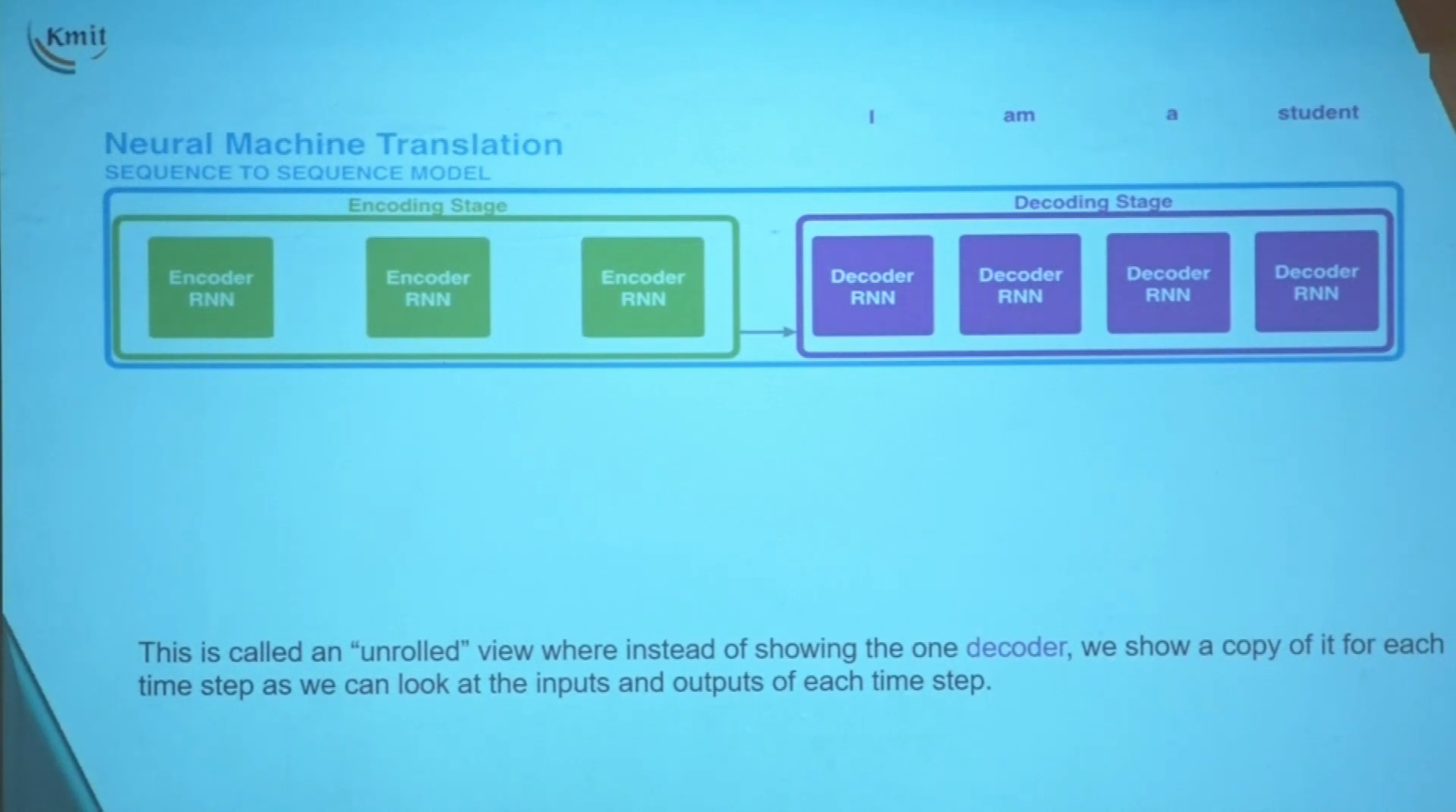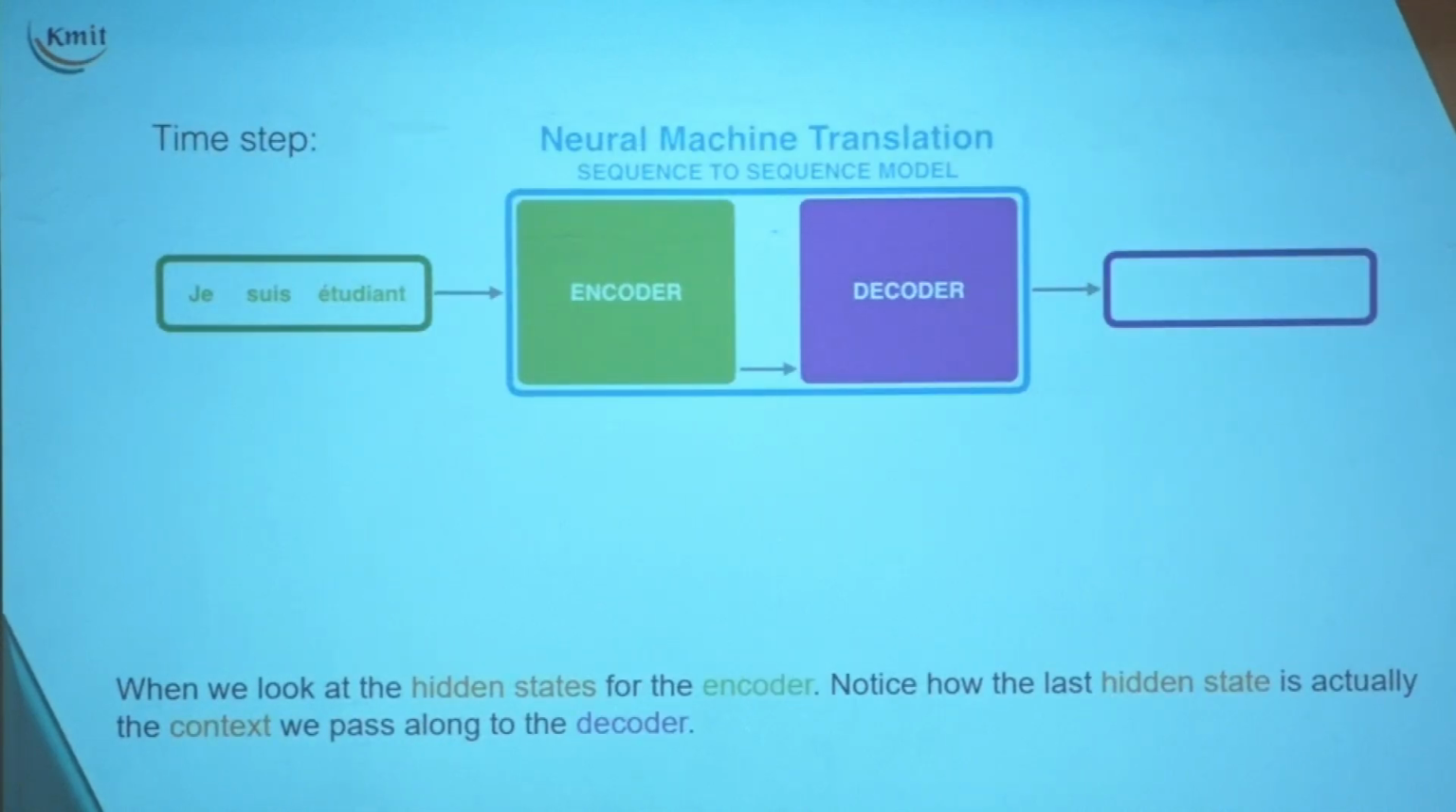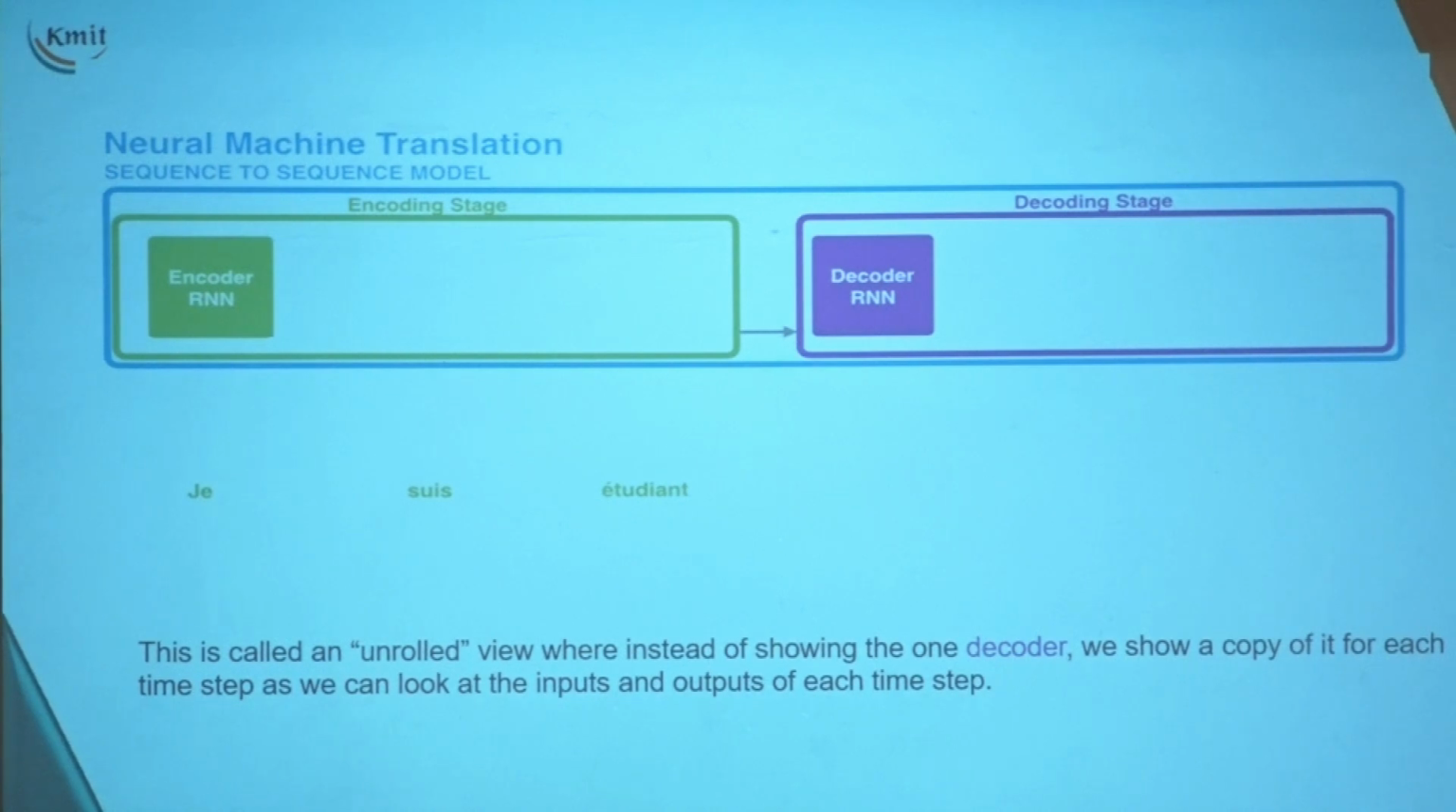Why do we take it as a simple closed structure? Because I don't know how many input tokens I have in the given sentence. So that is the reason initially I'll have a closed structure like this. Depending on the input tokens that I have, this unrolling happens. Please read that statement at the end that I have written. This is called as what? Unrolled view, where instead of showing one decoder, we show a copy of it.